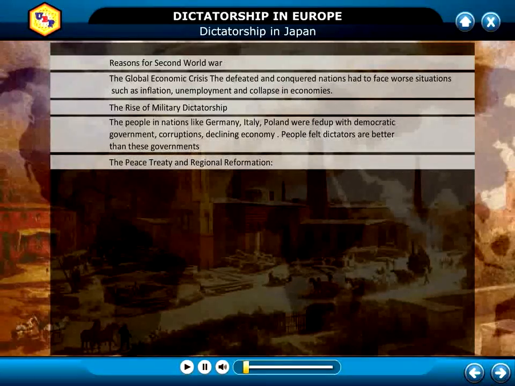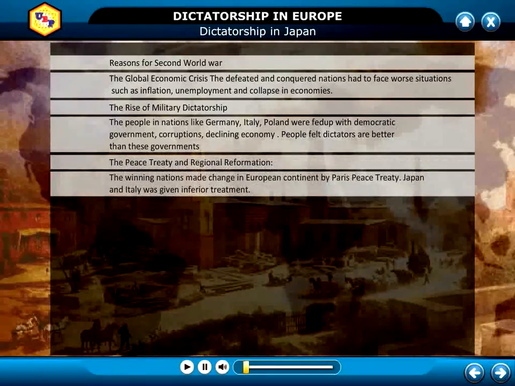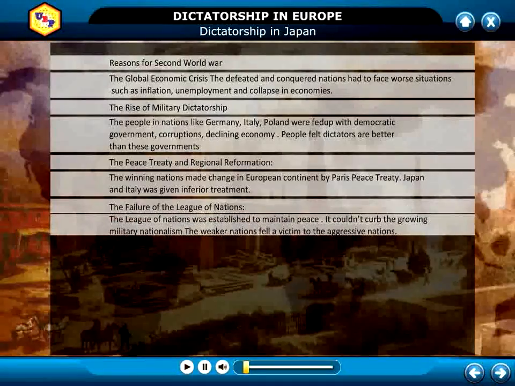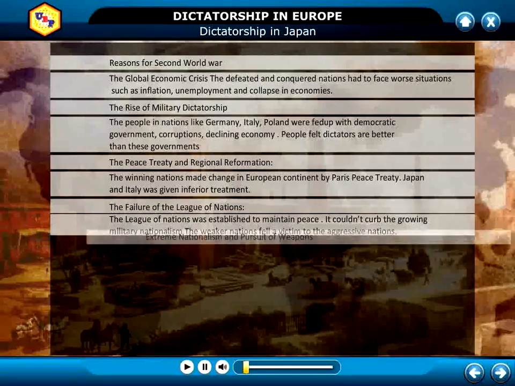Peace treaty and regional reformation. The winning nations made changes in the European continent by the Paris Peace Treaty. Japan and Italy were given inferior treatment. The failure of the League of Nations: the League of Nations was established to maintain peace. It couldn't curb the growing military nationalism. The weaker nations fell victim to the aggressive nations.